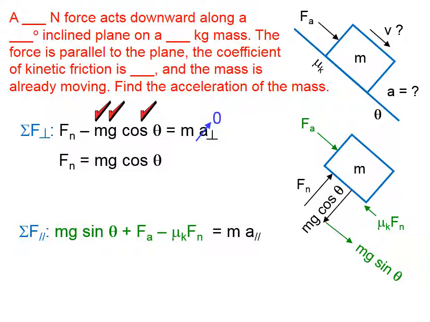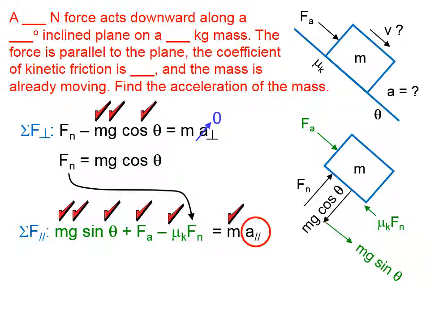I'm going to choose down the plane as positive. So mg sine theta is positive, the applied force is positive, friction force is negative, and that should equal the mass times the acceleration parallel to the surface. We're looking for that acceleration. Again, we know the mass, we know g, we know the angle, we're given the applied force, we're given the coefficient of friction, and in the first step we calculated Fn. And of course we know the mass again. And there we go. Solve that algebraically for the acceleration, plug the numbers in when we're given them, and we'll be done.